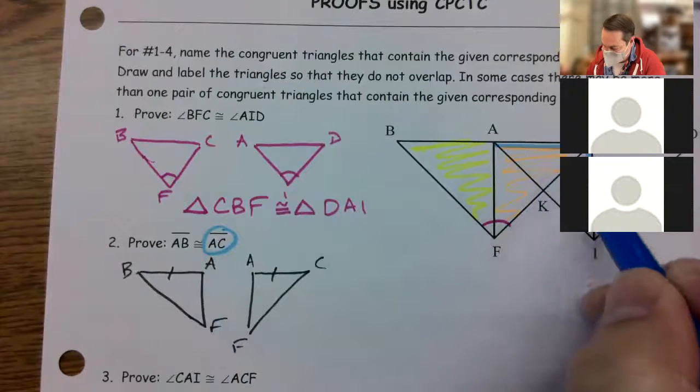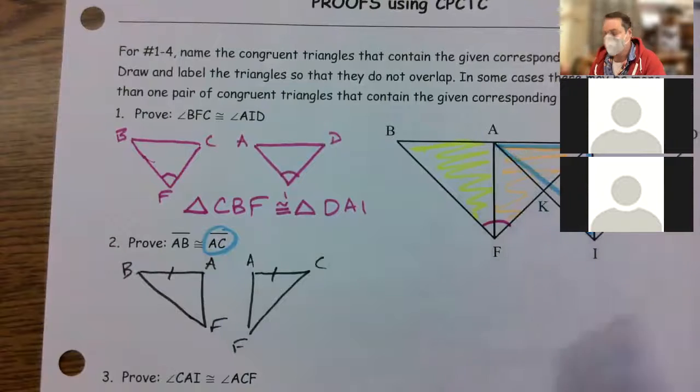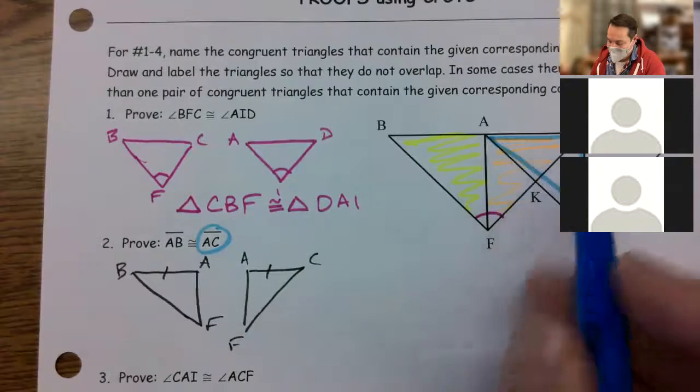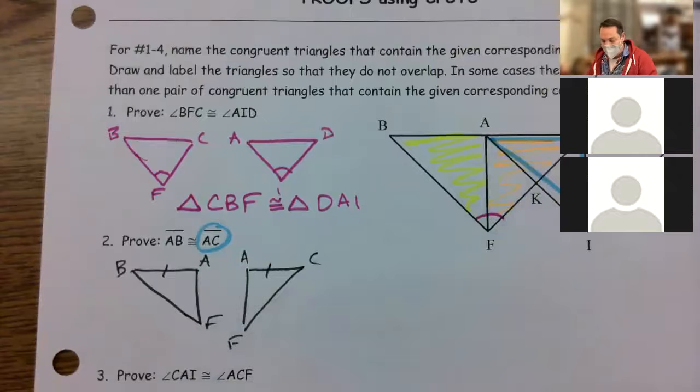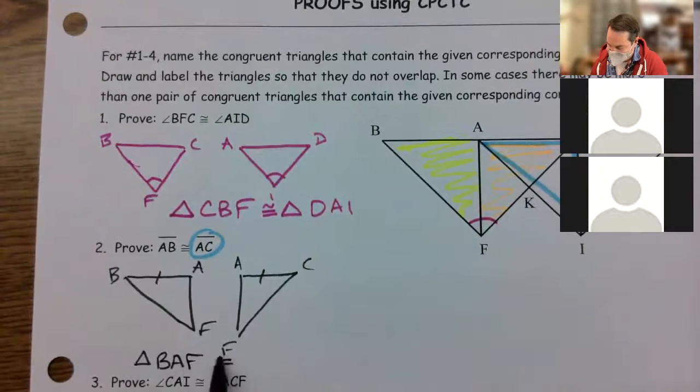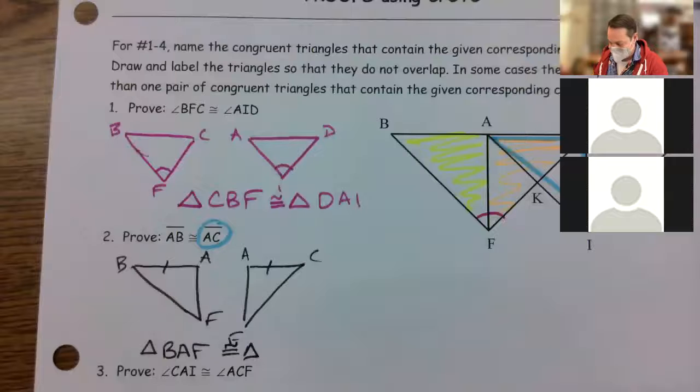But could we have chosen this one? Doesn't that also have AC in it? Yeah. So whichever pair you pick, you draw them out, and then you create the triangle congruent statement for them. I'm going to say in this case that triangle BAF is congruent to what triangle?